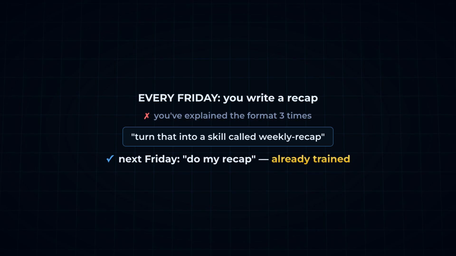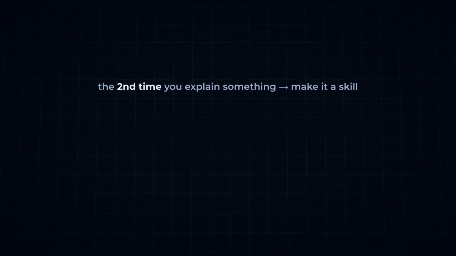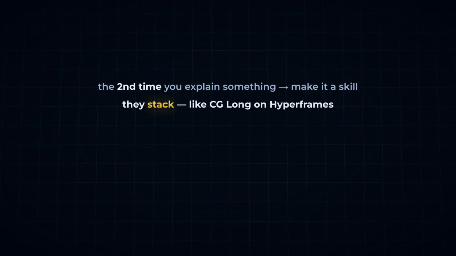That's the loop. And here's why it's so powerful. The second time you catch yourself explaining the same process to Claude, that's your signal. Stop and ask it to write that up as a skill instead. Now it's permanent. You've trained the specialist once forever. Do that a few times and the skills start to compound. They stack on top of each other, exactly like CG long stacks on top of hyperframes.